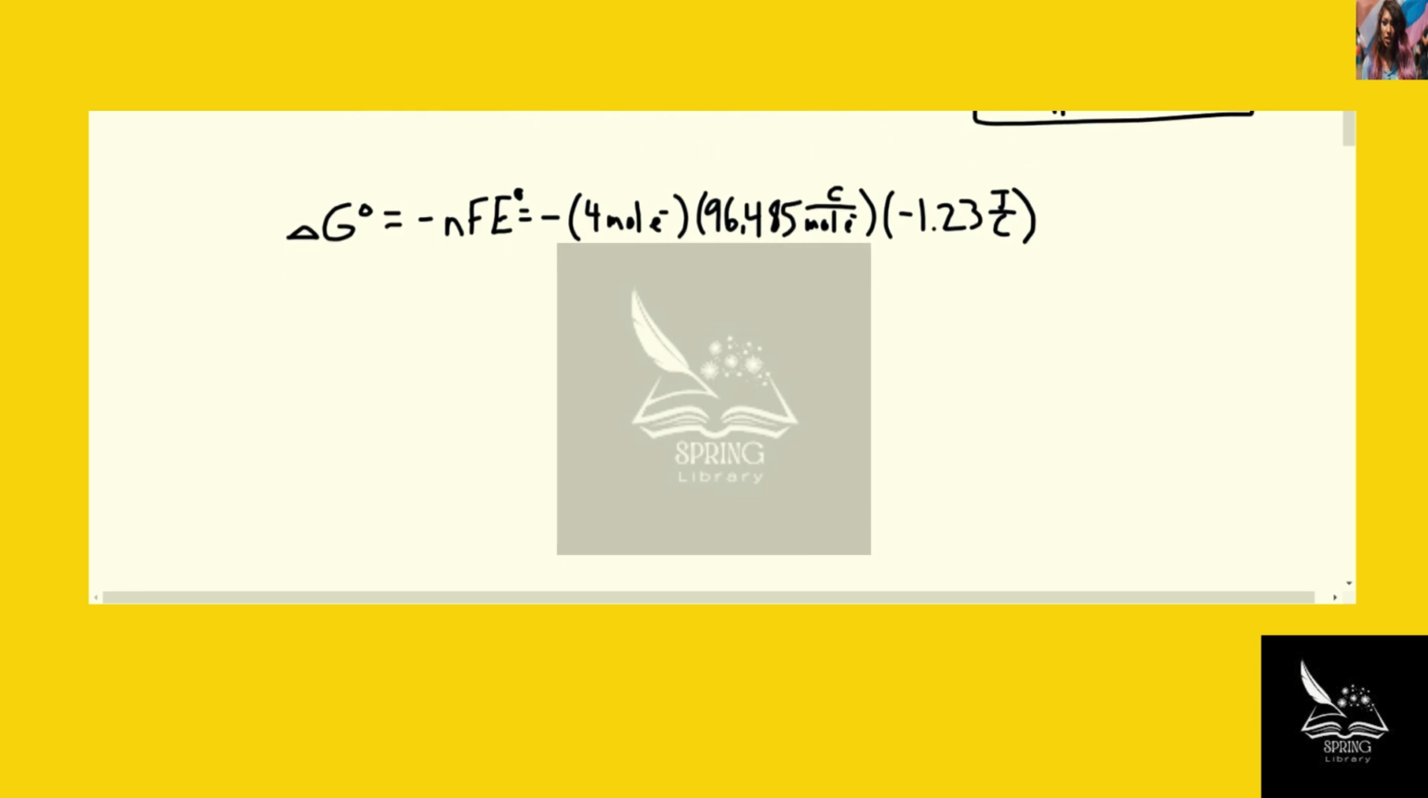And so when we calculate that all out to find delta G, we can divide by 1,000 to get the final answer in units of kilojoules. And when we do that, we see that it comes out to about 475 kilojoules.